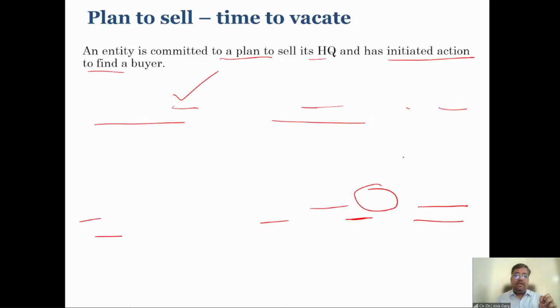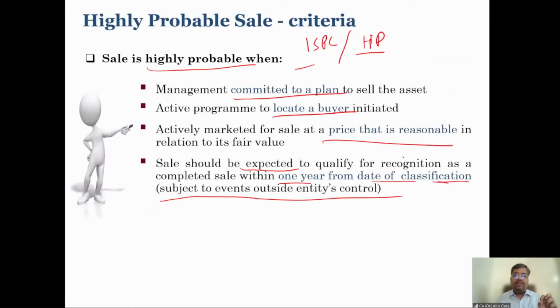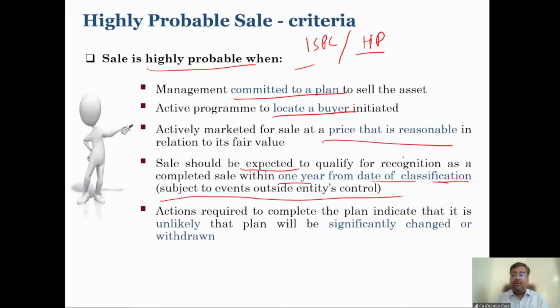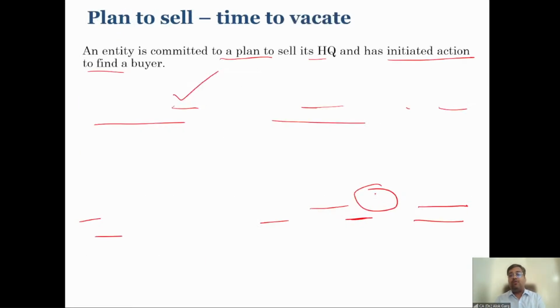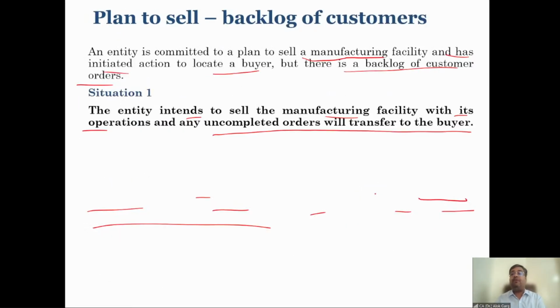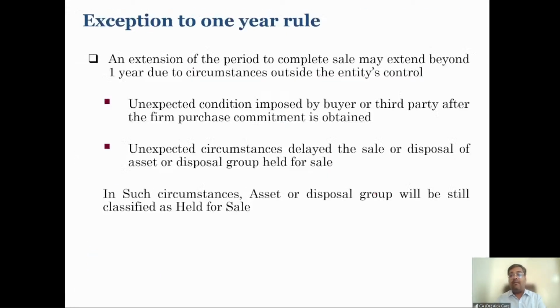So in your highly probable test, you have said that the sale should be expected to qualify as a completed sale. The sale should be completed within 1 year, subject to events outside the entity's control. Okay. Now the question comes, what is the exception to the 1 year rule? When will an asset still be classified as sale highly probable, even though it is beyond 1 year?